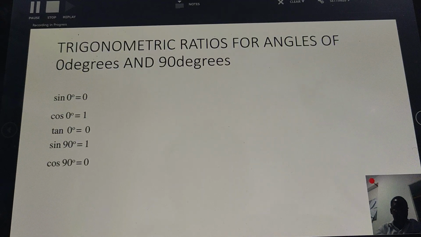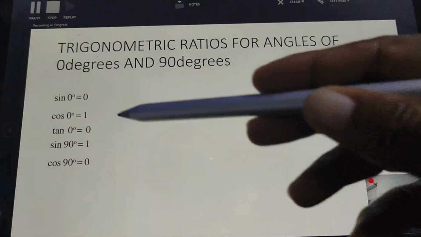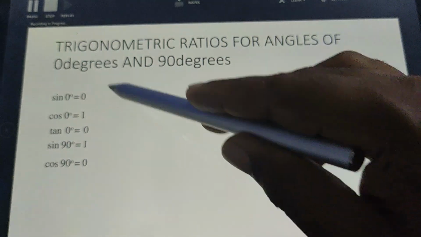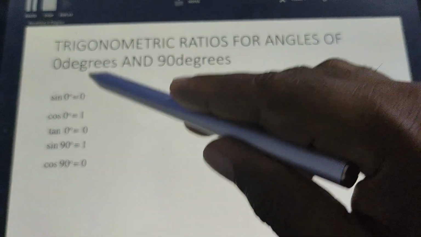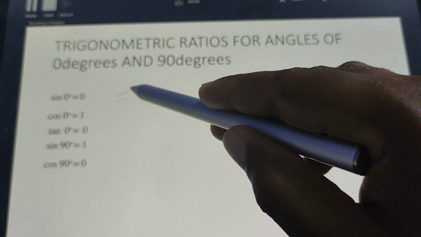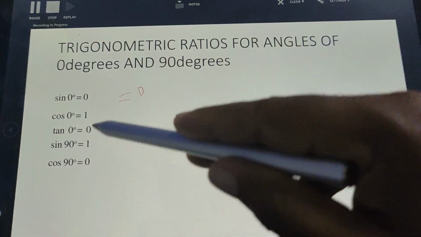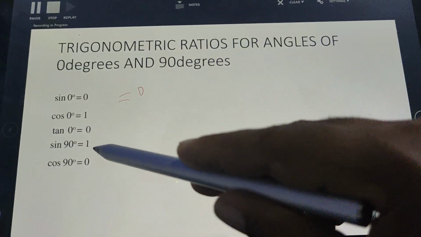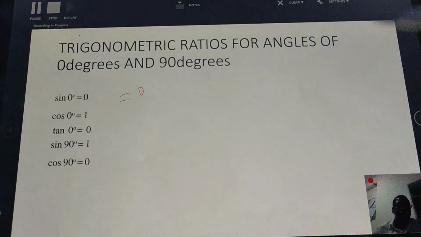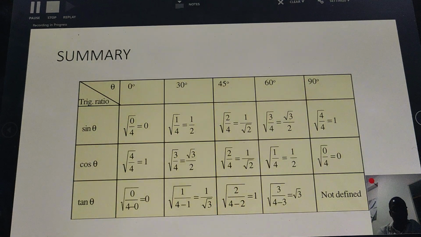Then we are remaining with 0 degrees and 90 degrees. For these ones, you just have to know them; we are not going to prove these ones. Sine 0 degrees is equal to 0. Cos 0 degrees is equal to 1. Tan 0 degrees is equal to 0. Sine 90 degrees is equal to 1. And cos 90 degrees is equal to 0. Here's the summary of whatever we have done. You can try everything that is here. You'll see what it means.